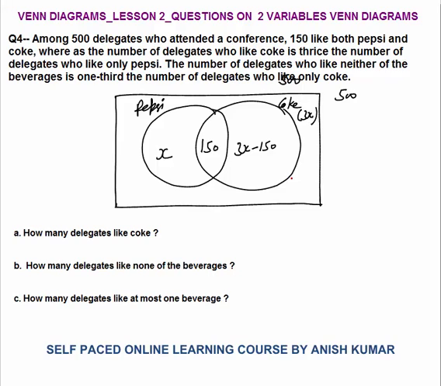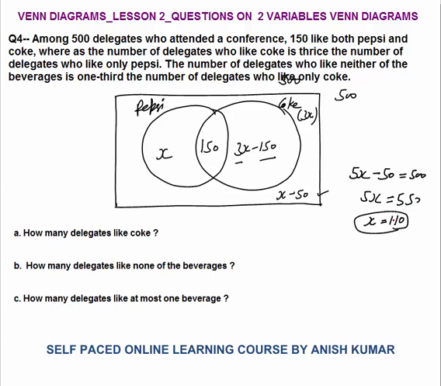Now what does the last line say? The number of delegates who like neither of the two beverages is 1/3 of the number of delegates who like only Coke. Only Coke is 3x minus 150. 1/3 of that would be x minus 50. Now this total must be equal to 500. If you add x, 3x and x, total is 5x, minus 150 plus 150 is 0, so 5x minus 50 must be equal to 500. So 5x is equal to 550. Your x is equal to 110.